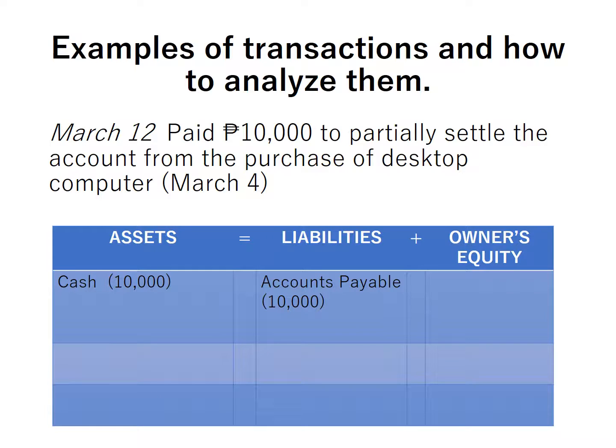March 12, the business paid 10,000 pesos to partially settle the account from the purchase of the desktop computer last March 4. Cash decreased by 10,000 pesos. Accounts payable also decreased by the same amount, 10,000 pesos.